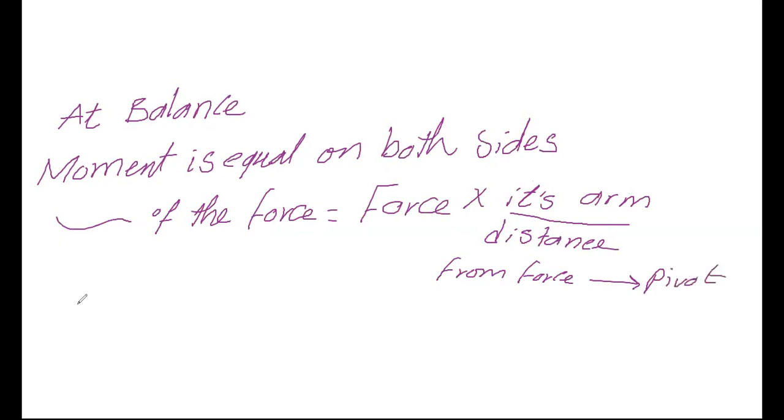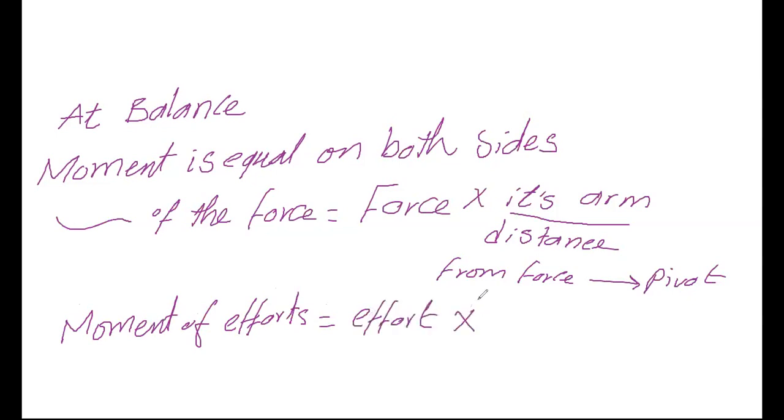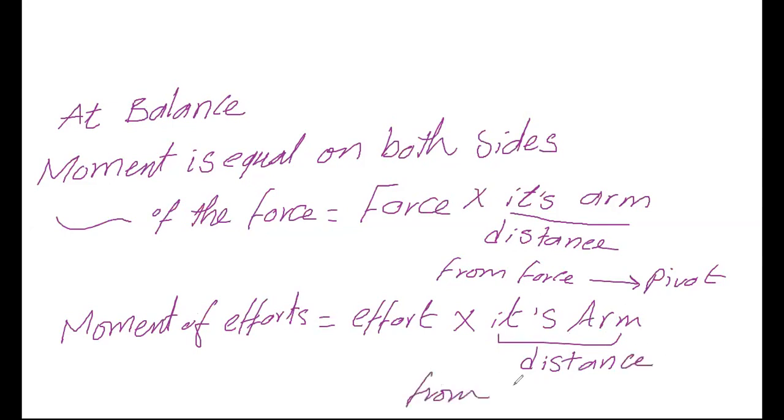And the moment of the effort, on the right-hand side, will be the effort times its arm. What is the meaning of its arm? By the same thing, it is the distance from the effort to the pivot. This is very important. So at equilibrium, both moments are equal.